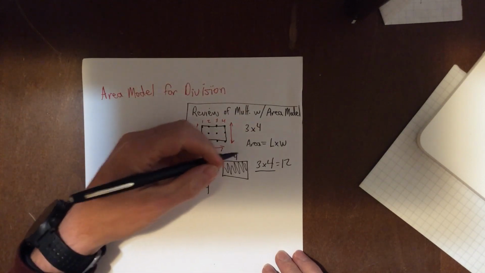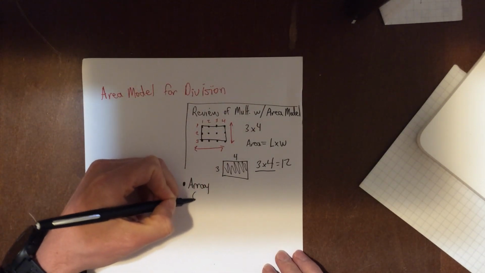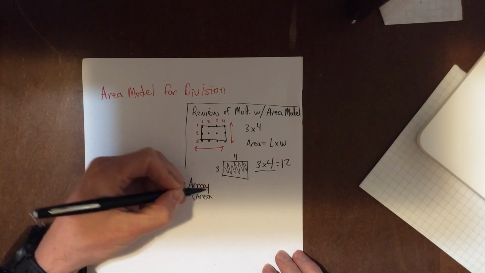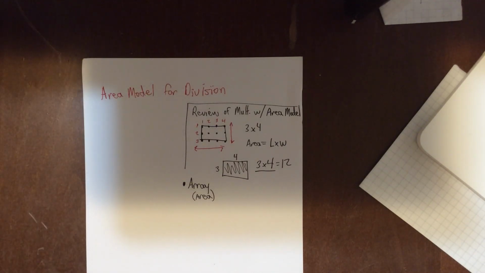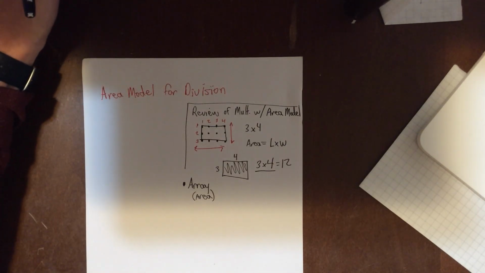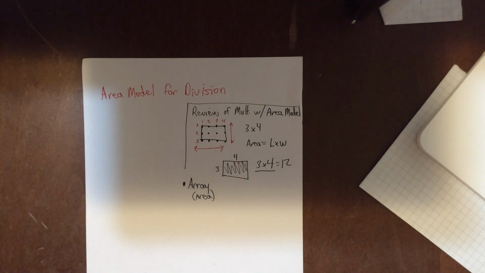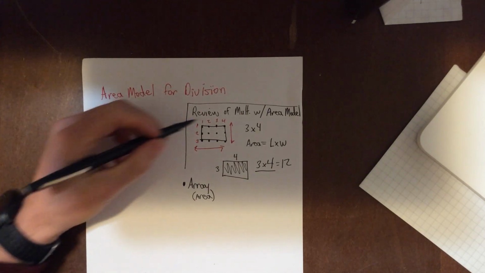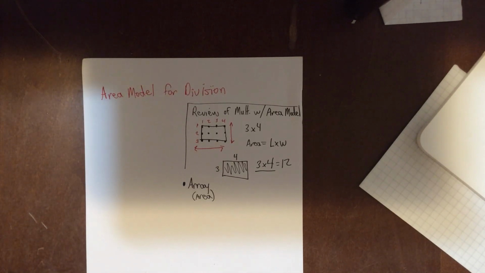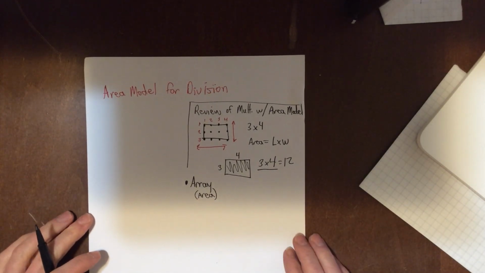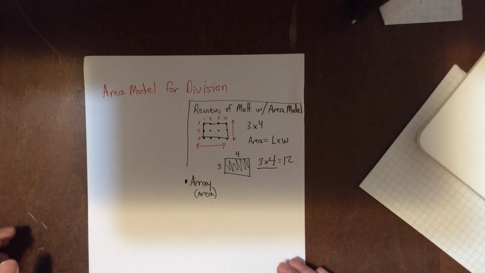And if you noticed, you can see the word area kind of in there. They're related. Alright. So that's what it looks like with multiplication. But we're going to use it for division. I wonder how we're going to do that.